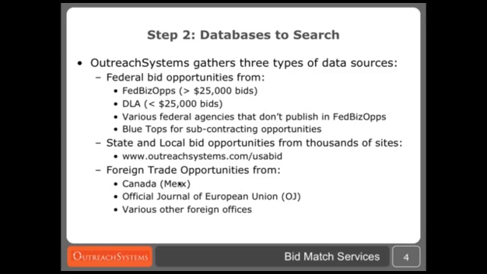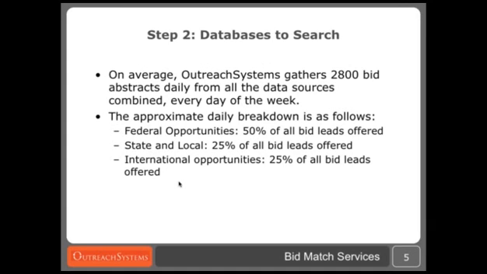Then, of course, we've got the foreign trade opportunities. Foreign trade opportunities is made up primarily of the MERX database, which is the Canadian equivalent to the FedBizOpps, and the OJ, which is the European equivalent to the FedBizOpps. So these 2 particular journals are fairly large in size. There's a fair number of bids coming out of Canada in the MERX database and a fair number of bids coming out of the European Union in the OJ database. And all that's included in the foreign trade opportunities. Beyond these 2 larger data sources, we also have a variety of other foreign agencies that we track. So these are essentially the databases that you need to be aware of.